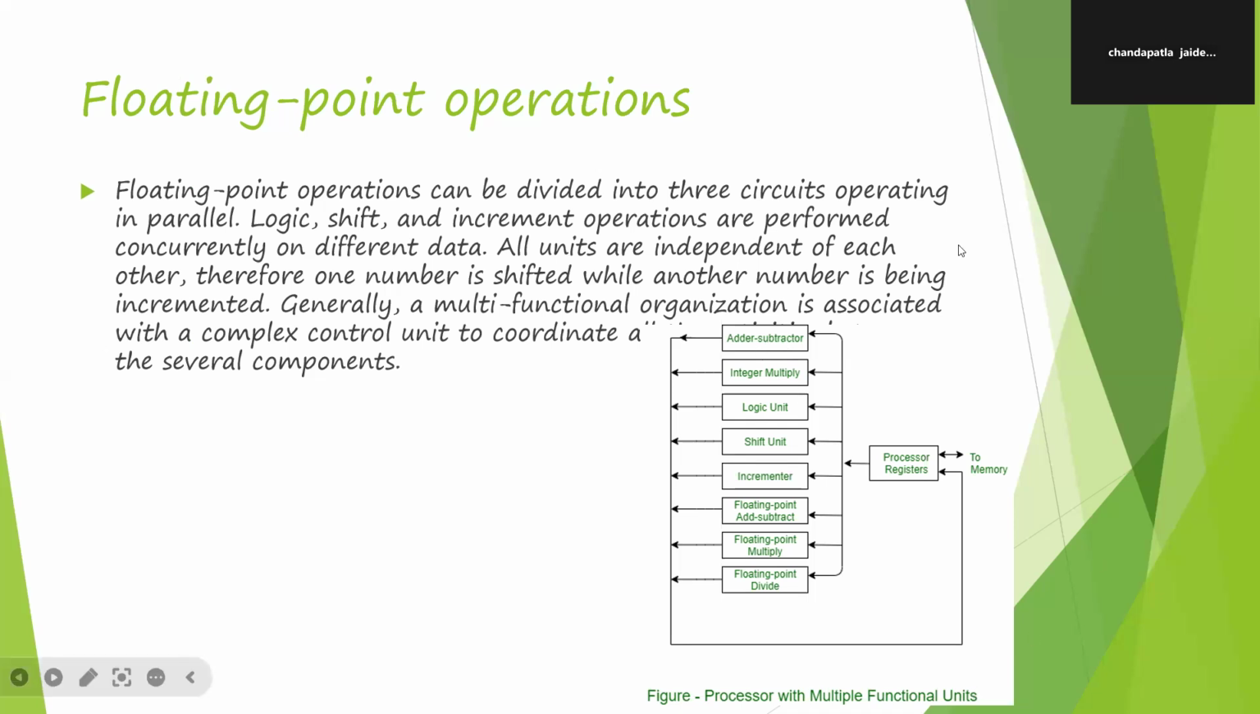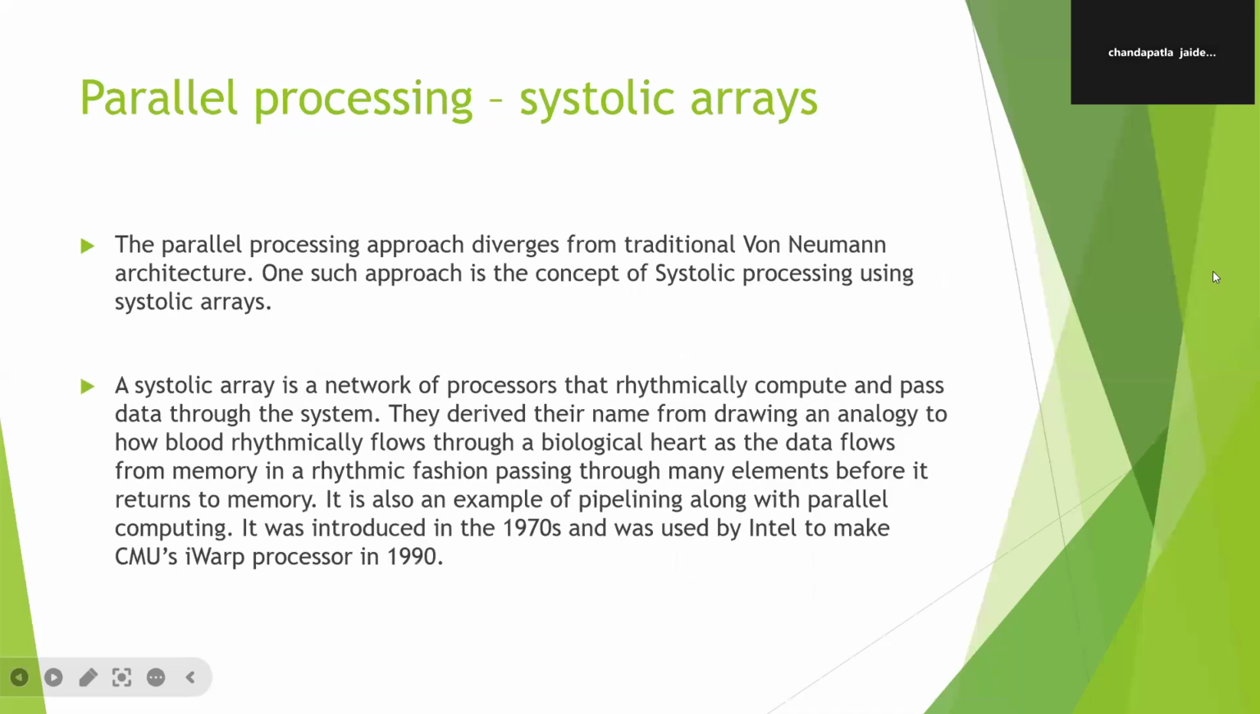Here we have adder, subtractor, integer multiply, logic unit, shift unit, increment, floating point add, floating point subtract, floating point multiply, floating point divide. And these are all connected to the processor registers, and these are connected to the memory. This is about the processor with multiple functional units. Parallel processing, systolic arrays. The parallel processing approach diverges from traditional von Neumann architecture.